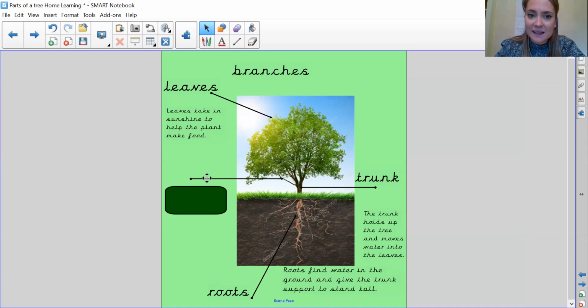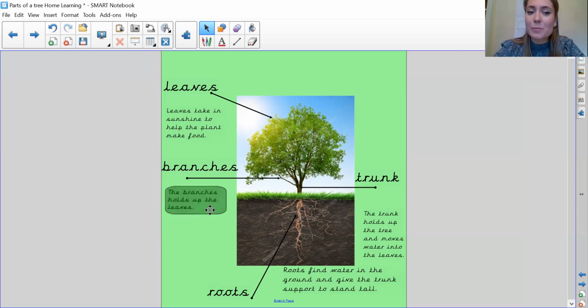Okay, let's have a look here. Can you see my arrow? What is the part of the tree that is pointing to? Fantastic, it's pointing to the branches. Good, I'm going to put branches here. Can you think of the job of the branches? Can you have a think? What do you think the branches might do? Should I tell you? The branches hold up the leaves and keep them in place.